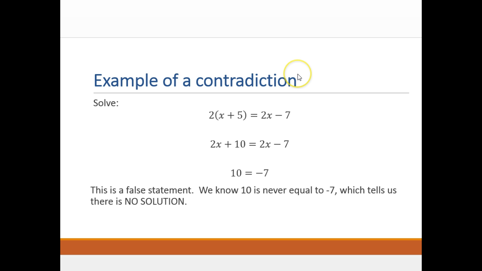Here's an example of a contradiction. A lot of times we may not know ahead of time that this is a contradiction, but as we go to solve, we find out. We get 2 times the quantity x plus 5 equals 2x minus 7. If we distribute, we get 2x plus 10 equals 2x minus 7. Our next step is to move your variable terms to one side. So if you subtract 2x from both sides, the 2x on the left cancels, and the 2x on the right cancels, and you're left with 10 is negative 7. This is a false statement. We know that 10 is never equal to negative 7, which tells us there is no solution. In other words, this is a contradiction.